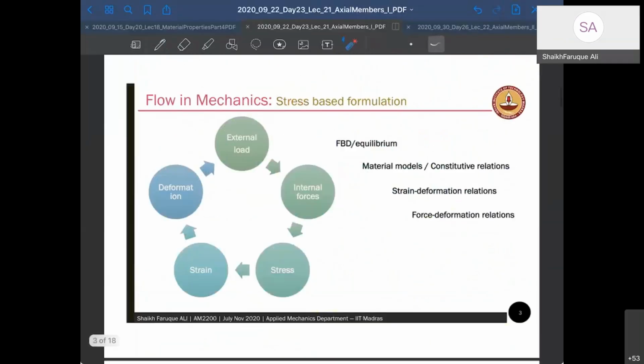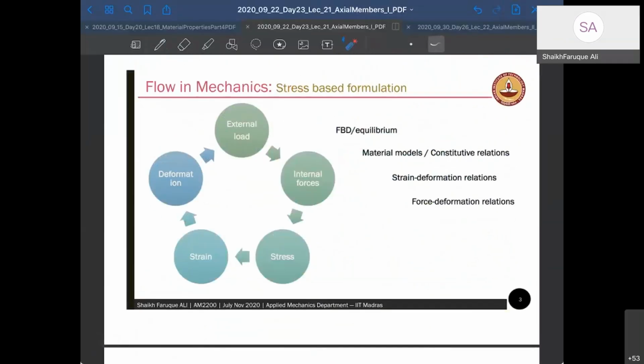The very interesting part of mechanics is when it goes nonlinear. There are two kinds of formulation in mechanics. One is called stress-based formulation, where you know the external load, you find the internal loads and the stresses. From stresses you go to strain, and from strain you go to deformation, and then relate the external load with the deformation. This is one way of going through it. What you need is a force equilibrium equation, then you need material models.